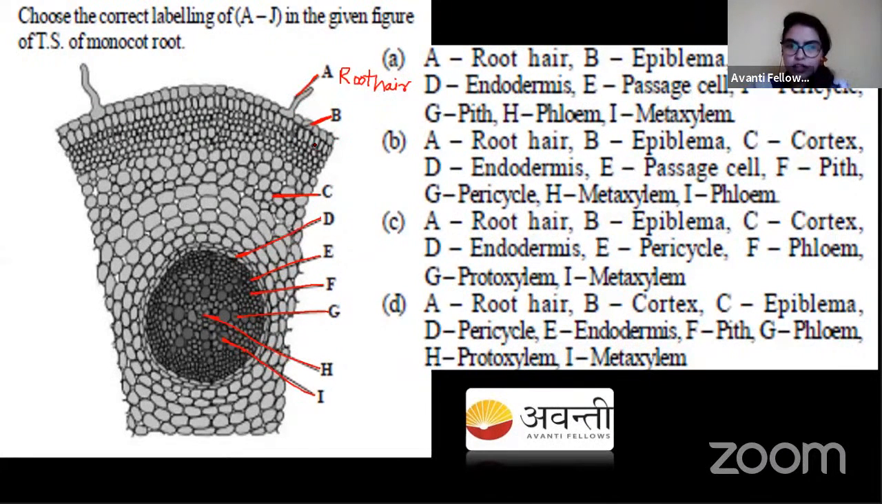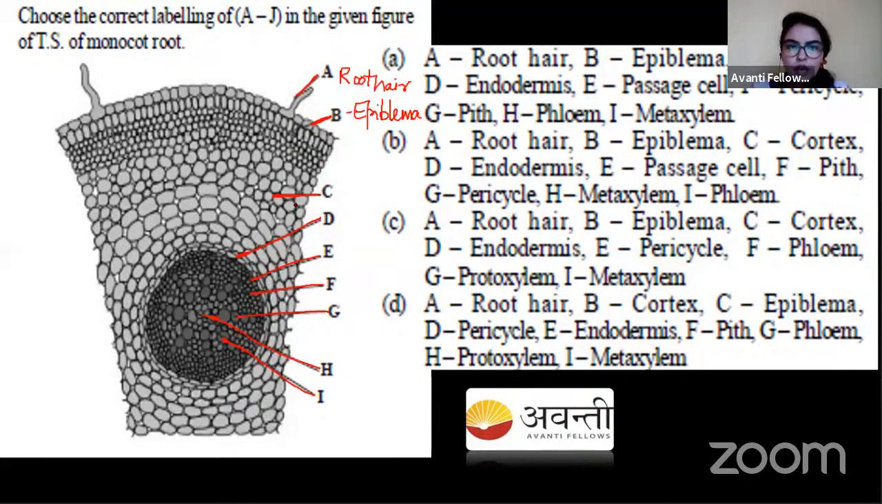As for the protection. But here, if there is a cuticle, then how is it going to absorb? Root has the job of absorbing water and minerals. Then how is it going to absorb? That function will not be fulfilled. So that's why cuticle will not be present in the root. Remember it. So A is the root hair, and B is nothing but the epiblema. Epiblema means epidermis. When we are talking about root, we call the epidermis epiblema.